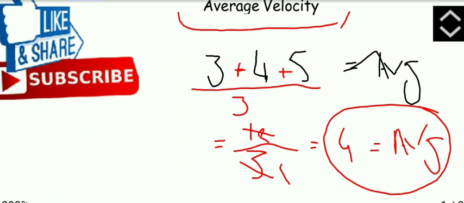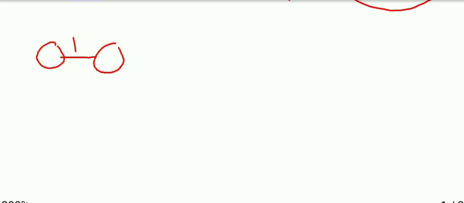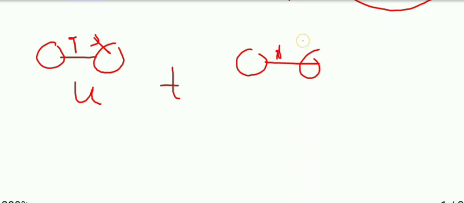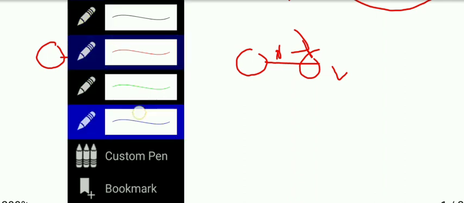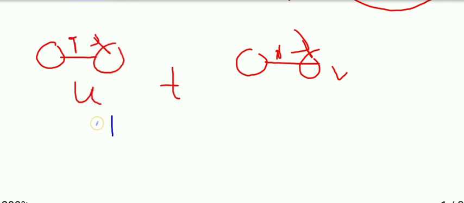For this, suppose you have this cycle, and the cycle has 2 velocities. Initially the cycle has velocity u. After time t, the cycle changes its speed, and the new velocity of the cycle is v. Our task is to calculate the average velocity. So how will you calculate the average? Average simply means add these two, u and v.